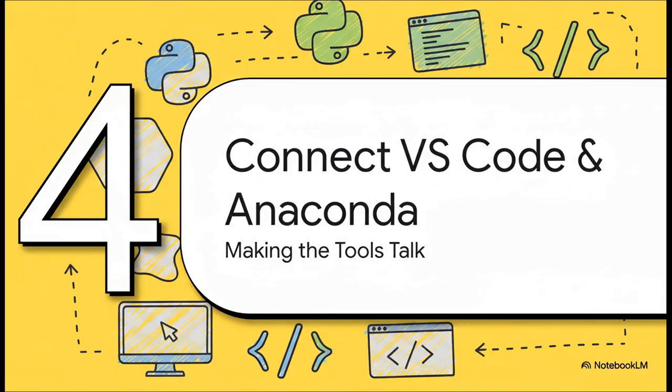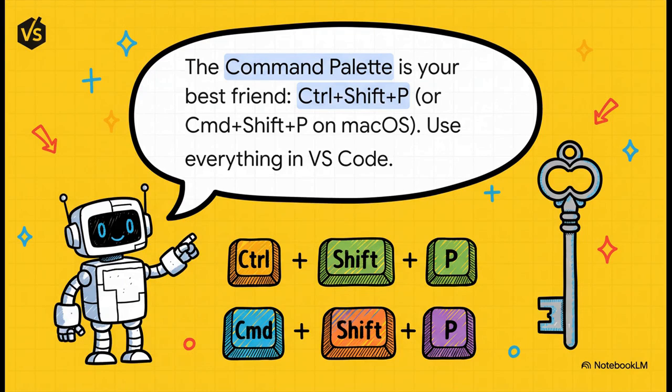Okay, we've got the hardware store, we've got the workshop. Now it's time for the most important part of all, connecting VS Code to Anaconda and making these two powerful tools finally start talking to each other. I want you to burn this shortcut into your memory because in VS Code, the command palette is your absolute best friend. On Windows and Linux, that's Control-Shift-P. If you're on a Mac, it's Command-Shift-P. This is the key to pretty much everything in VS Code.